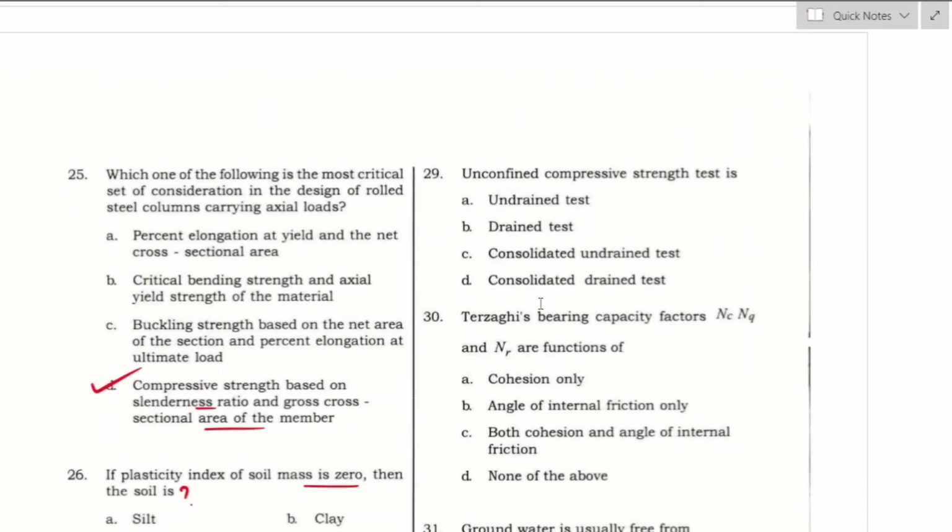Question number 29. Unconfined compressive strength test is. Unconfined compressive strength is unconsolidated undrained test. Option A is the right answer. Question number 30. Terzaghi's bearing capacity factors Nc, Nq and N gamma are the functions of angle of internal friction only, and these functions are dimensionless. So option B is the right answer.